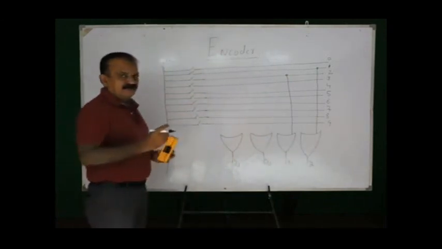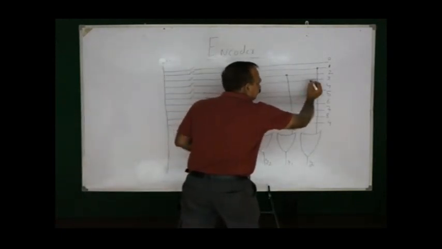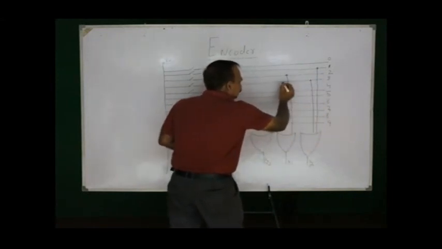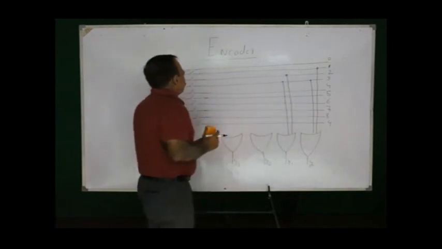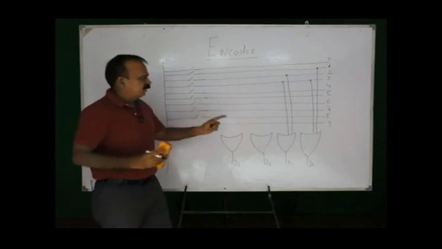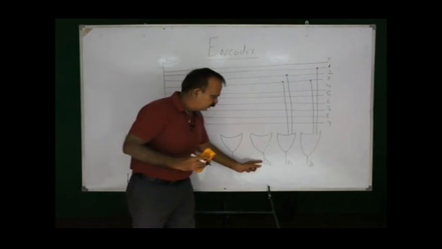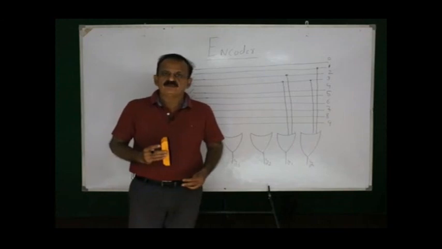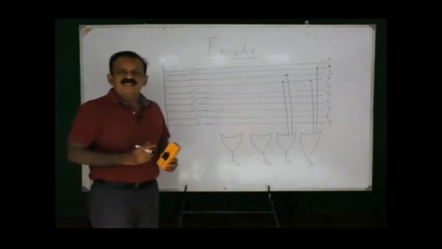Now 3 is 1 1 in binary. That means this wire 3 should be connected to two gates. This is one and this one is the second one. I hope when the switch for 3 is pressed, there will be current in these two OR gates and the output will be 0 0 1 1, which is the binary equivalent of 3. Now for 4, the binary equivalent of 4 is 0 1 0 0.